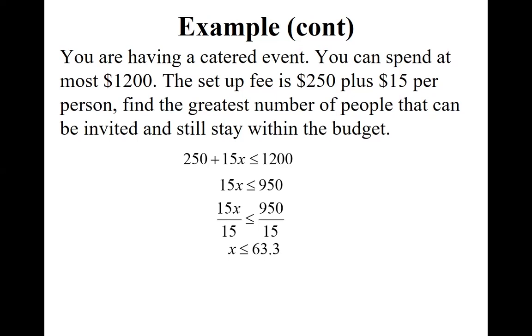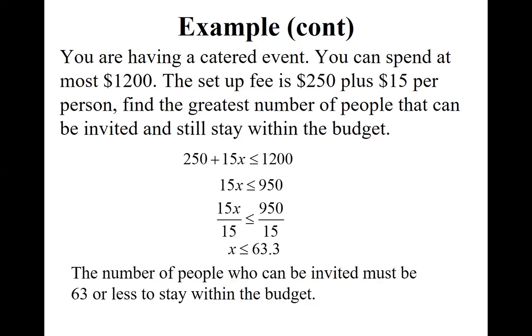We want the greatest number of people that can be invited and still stay within the budget. So this wouldn't be rounded up to 64, even if that was 0.5 or greater, because we need to be less than the 63.3. Therefore, the greatest number of people that can be invited and still stay within the budget is 63. So 63 or less to stay within the budget. And that is it for this topic.